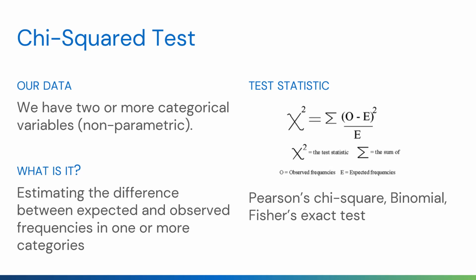For example, the most common is Pearson's chi-square, and that's probably the one you'll most likely use, but you might also use the binomial approach to the chi-square based on a binomial distribution of data. And if you have a very small sample size, fewer, for example, than 20 cases, you might use the Fisher's exact test. And again, it depends on what kind of data you have and the contingency table setup that you have.